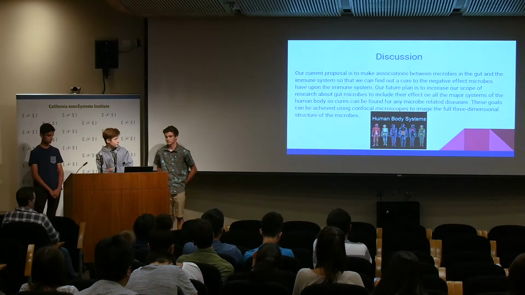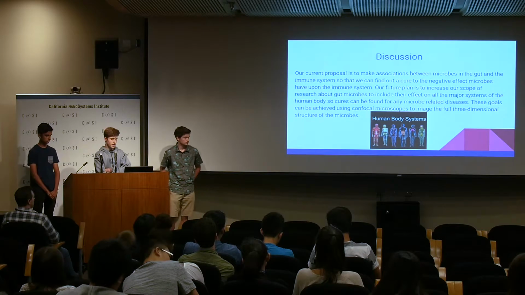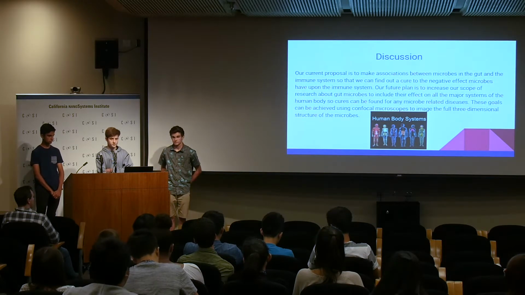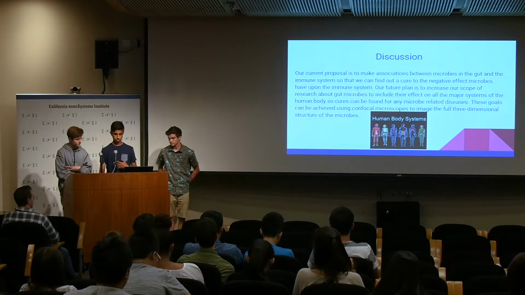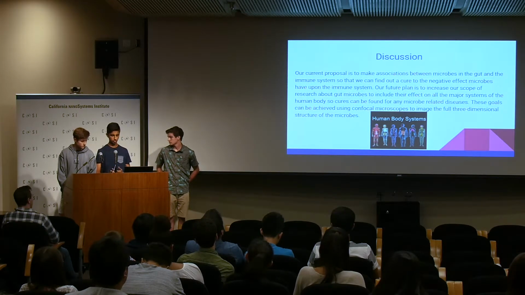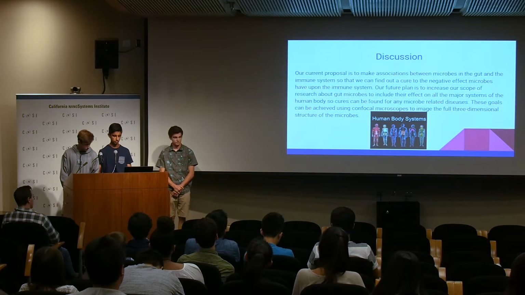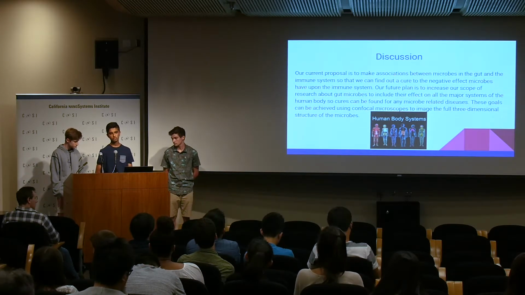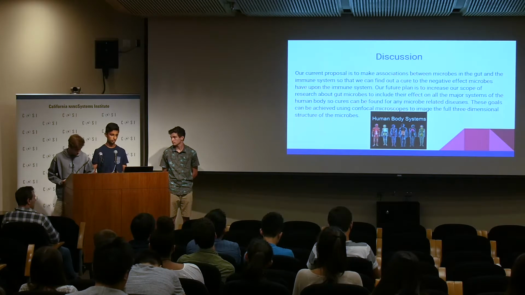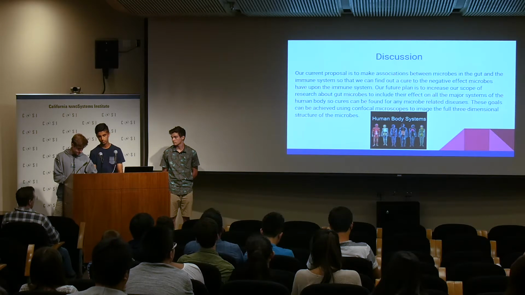Okay, so to wrap this up with the discussion, our current proposal focuses only on the associations between the gut microbes and the immune system and finding remedies for the negative effects caused by unhealthy microbes. Our future direction consists of increasing our scope of research about gut microbes to include all the major body systems of the human body, so cures can be found for any microbe-related diseases. These goals can be achieved by using confocal microscopes to image the full three-dimensional structure of the microbes.